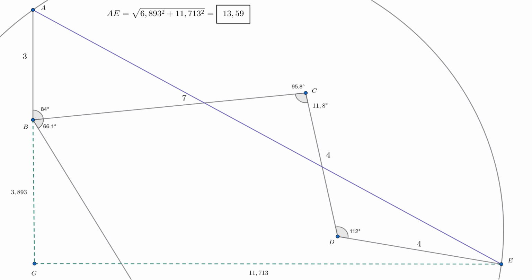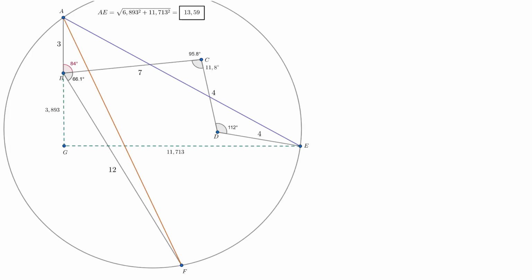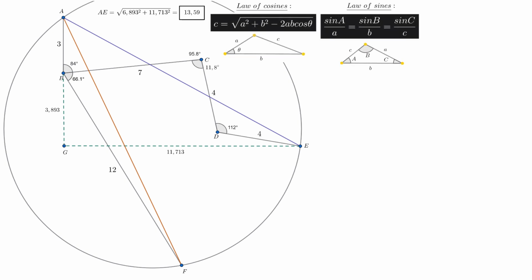Okay, now let's calculate the chord AF. Since this angle here is 84 degrees and this one is 66.1, then the total angle is 150.1 degrees. So we'll use the law of cosines to find AF. We plug in our numbers in our law of cosines formula and we get AF equals 14.677.